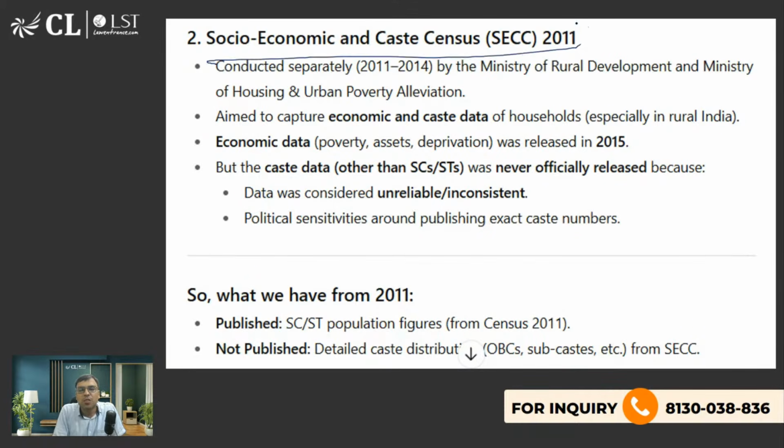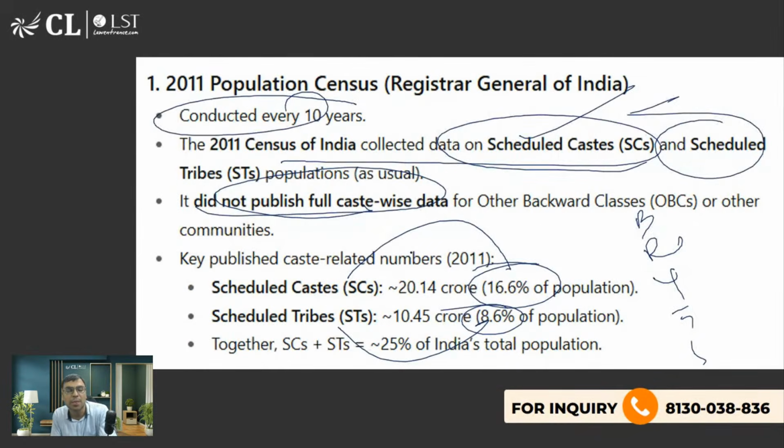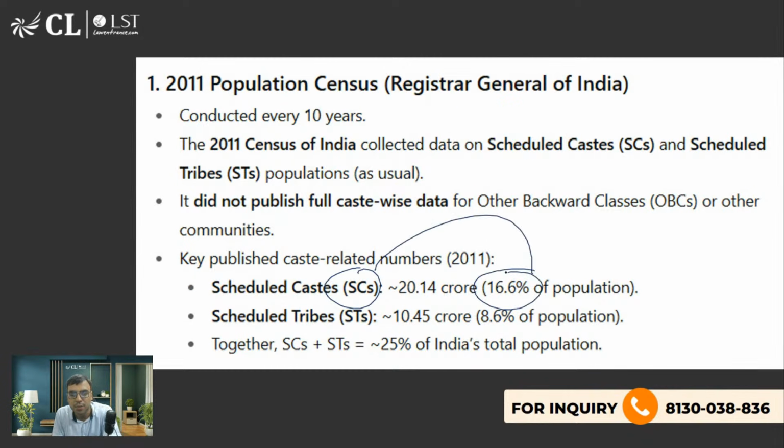Socio Economic Caste Census 2011 was by the Ministry of Rural Development, right? Another economic caste census was also done, nothing special in it. So basically OBC and other caste data is not published. Even for SC and ST it was not caste-wise, it only tells that among Scheduled Castes there is 16.6% population, and Scheduled Tribes 8.6%.